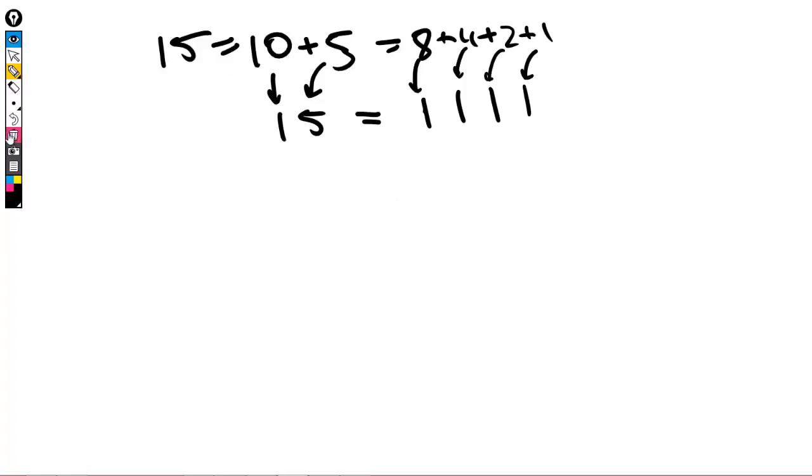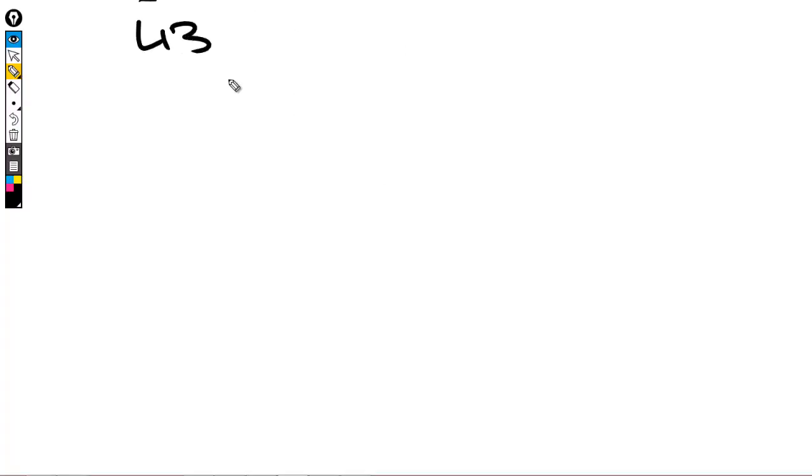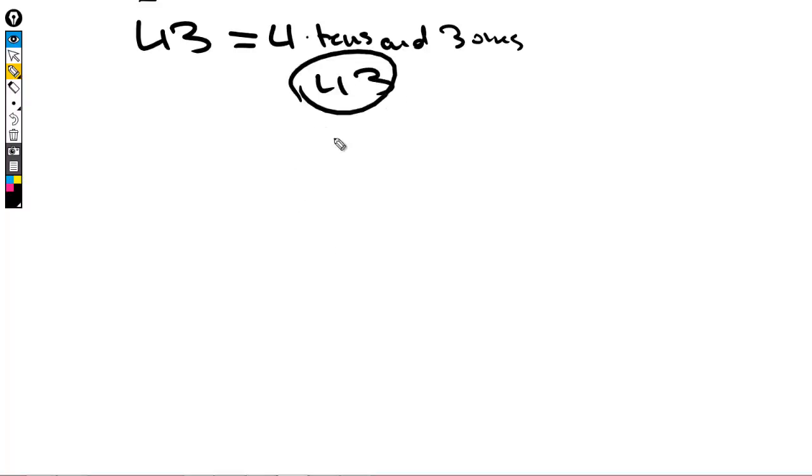Alright, let's take a bigger number. Let's take 43. In regular stuff, it's going to be 4 tens and 3 ones. So it's going to be 43 in decimal. Now in binary though, it's going to be a little bit trickier. So we know that 43 is 1 plus 2. I've already written this out, so we're not going to go on like this. I'm going to teach you how to convert to decimal right after this.